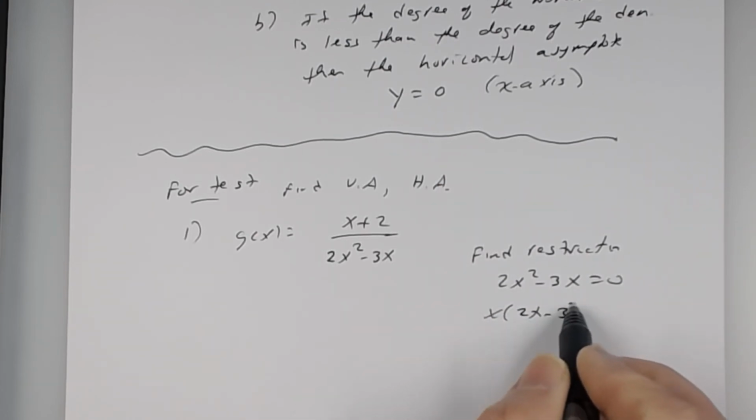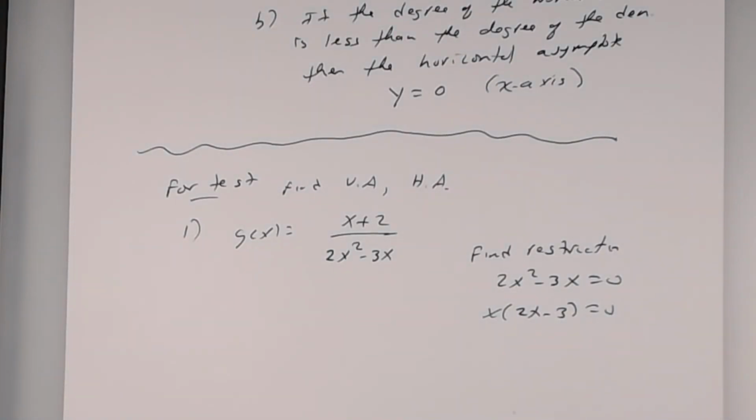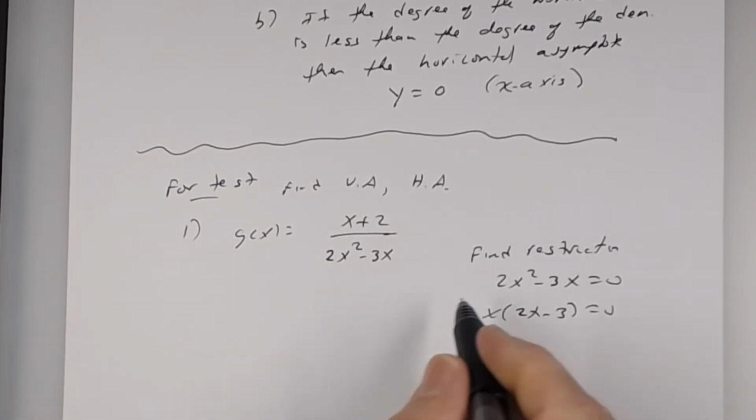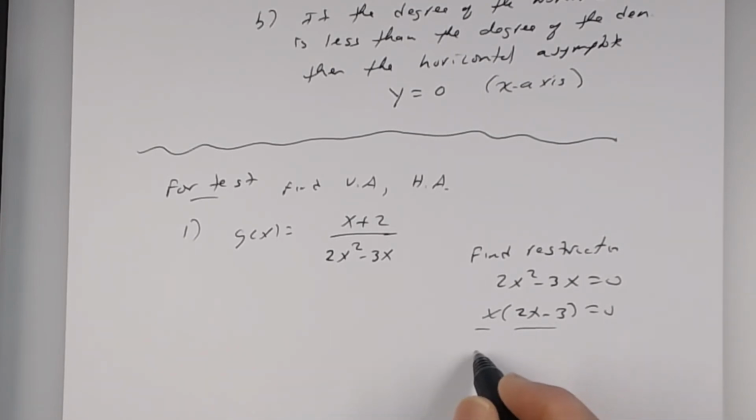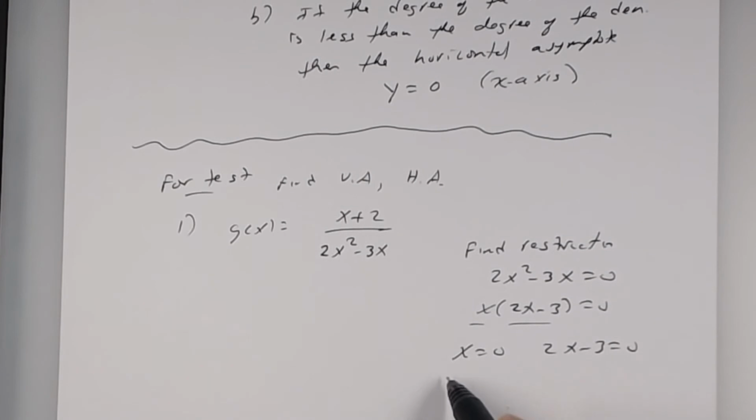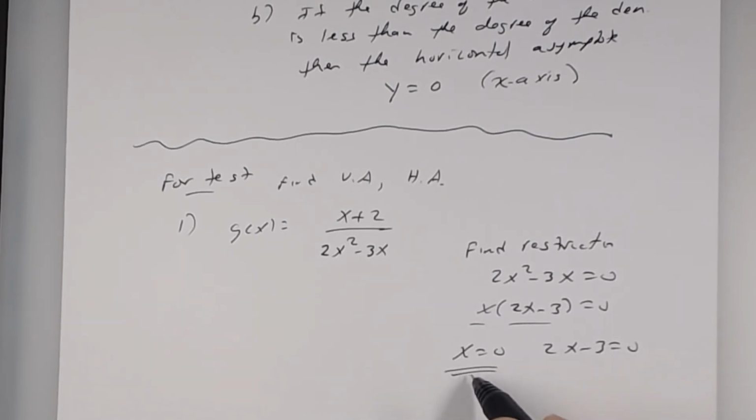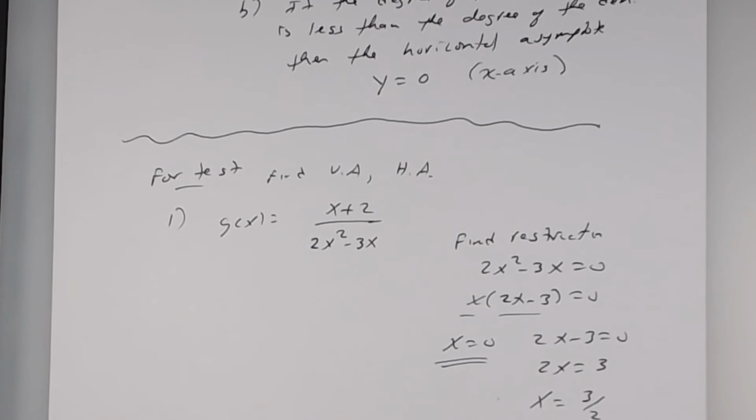2x minus 3. Now, you could have used the quadratic formula, but you're supposed to recognize, hey, the GCF is x, and then right away I can use the zero factor property. So what do I set equal to 0? x, and what else? Yeah. So here, x is already by itself, so I found one of my vertical asymptotes. Here, 2x is equal to 3, so what's the other vertical asymptote? 3/2. So those are my restrictions.